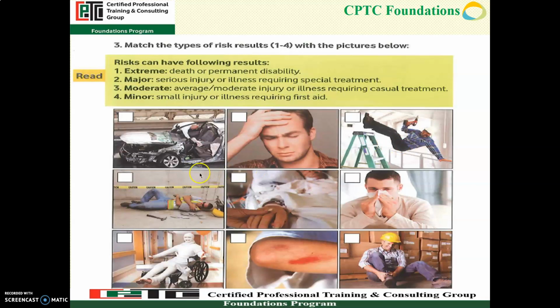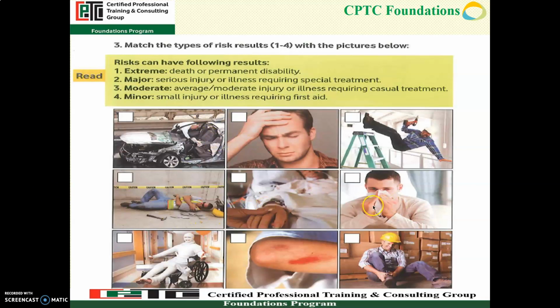And then the next picture, picture number 4, a man who fell on the ground, and there are a few pieces broken, and his hammer is also on the ground. This is also a major result. It's number 2. The next picture is a man who is hospitalized. Hospitalized means he's in the hospital and he needs special medical care. When you need special medical care and you are in the hospital, this means it's a major result. So that's number 2, major.